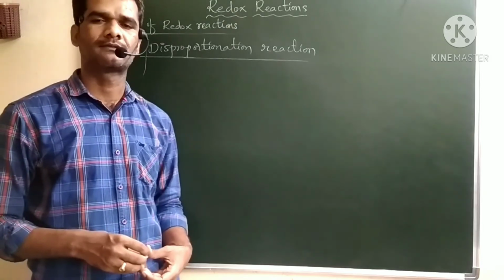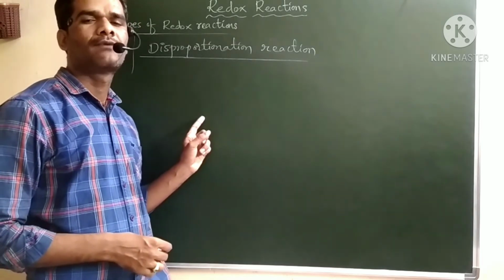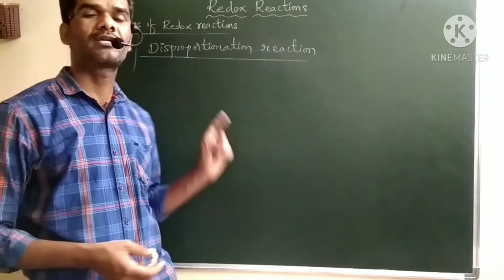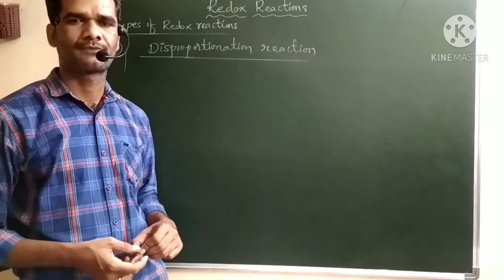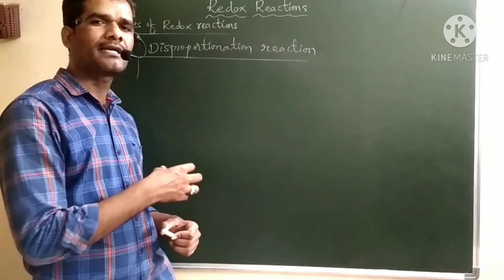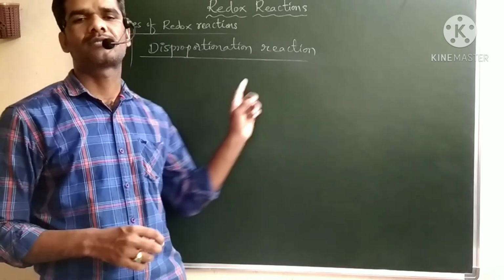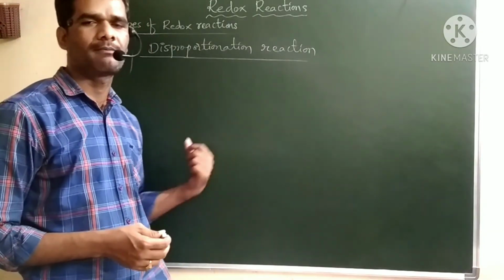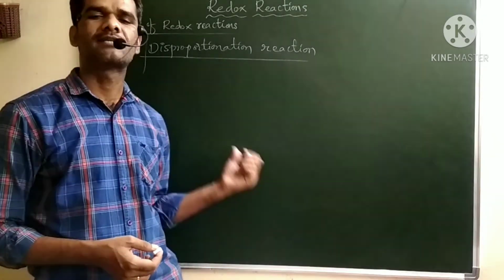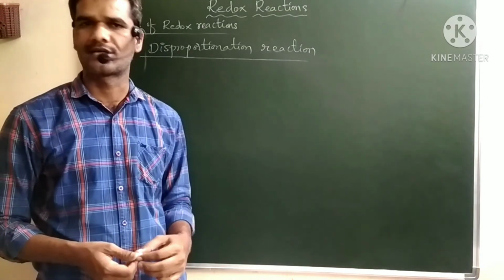When is it possible? These disproportionation reactions are possible if that element has variable oxidation states, meaning it should have a minimum of 3 oxidation states. Then only are disproportionation reactions possible. In that reactant, if the element exists in the middle oxidation state, then one oxidation state may be increased and the other may decrease. Means one is increasing oxidation state, oxidation, and one is decreasing oxidation state, reduction. So the same element undergoes both oxidation and reduction.